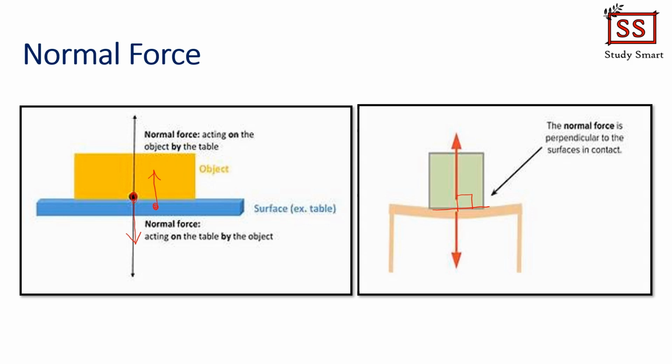Same goes for the second picture over here. There's an object, the green color box, and the force exerted by this green box on the table will be downwards, and by the table on the object will be upwards.